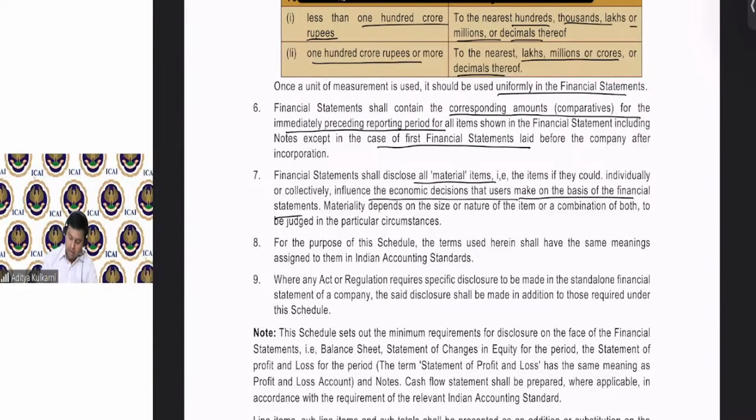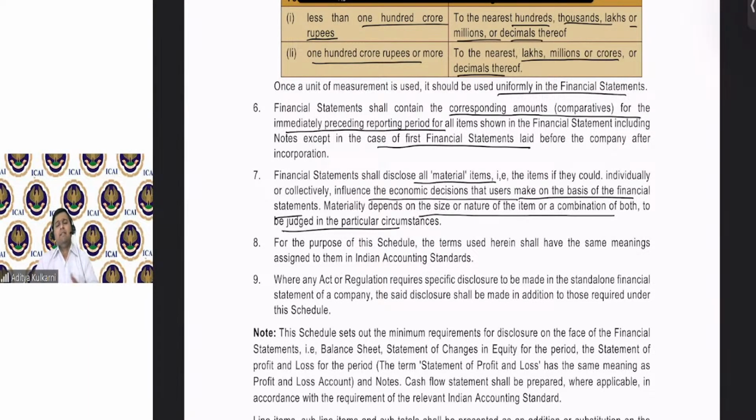Materiality depends on the size or nature of the item or a combination of both, to be judged in the particular circumstances. For example, related party transactions. Regardless of the size, they are always material. So you have to disclose related party transactions separately. There the size does not matter. Okay. It could be a very small amount, but because it is a related party transaction, you will have to disclose it separately. So the nature gains precedence over the amount.